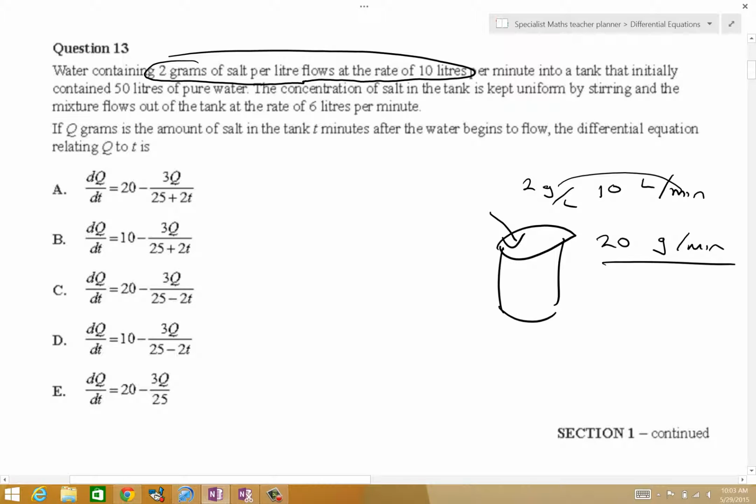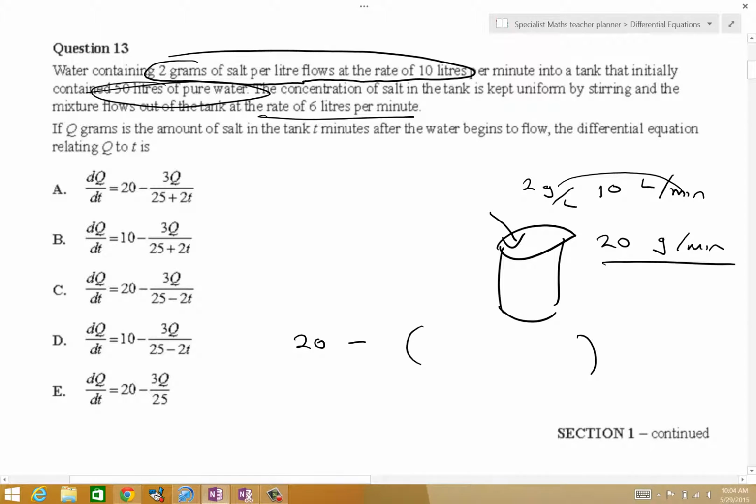Okay, done. Now, it's rate in minus rate out. We know that. So it's 20 minus... What is the rate out? Well, we've got to have a look at this. Into the tank that initially contained 50 litres of pure water. That is just initial condition, isn't it? Yeah. Okay? Who cares? That's initial condition, so that's useless. Flows out at 6 litres per minute.